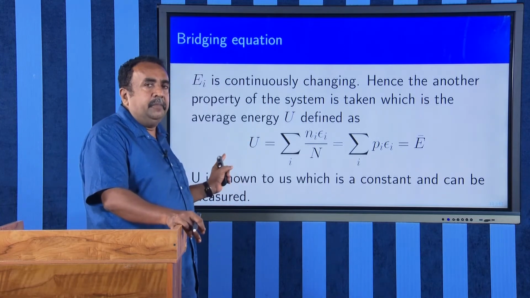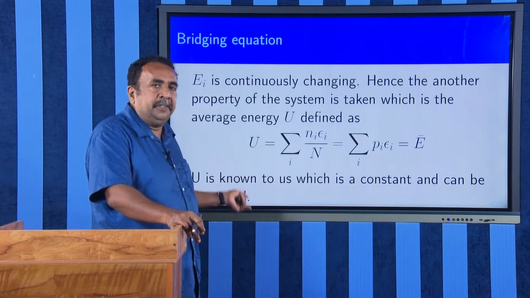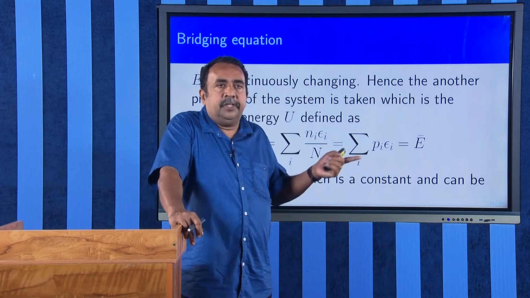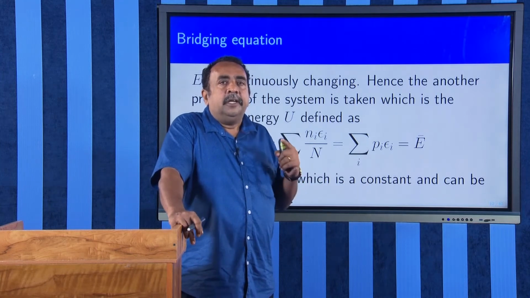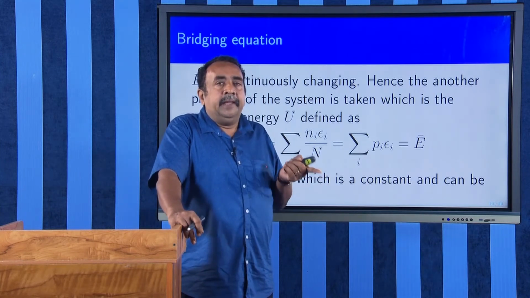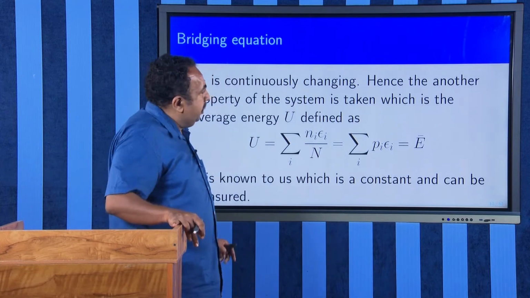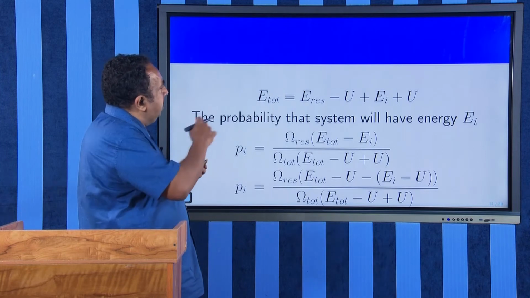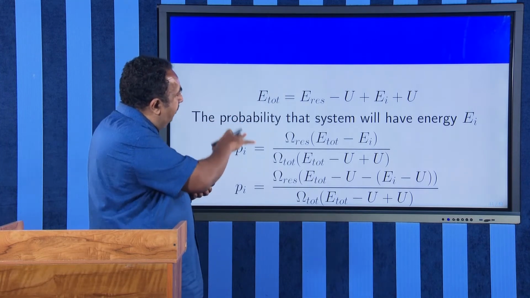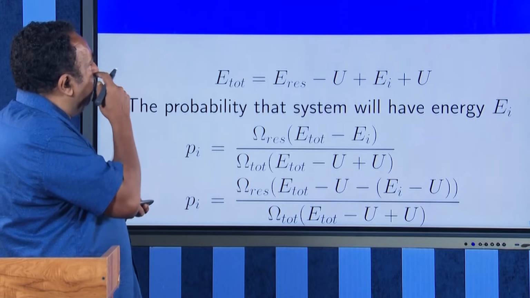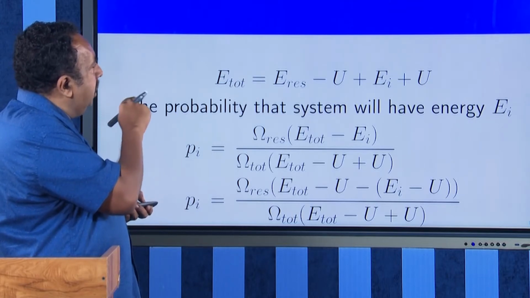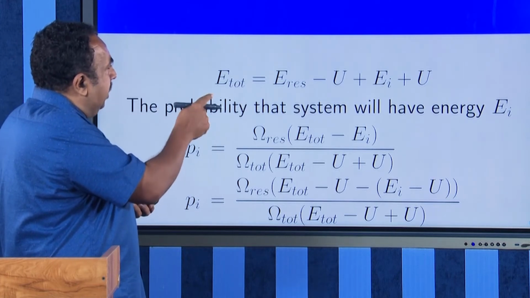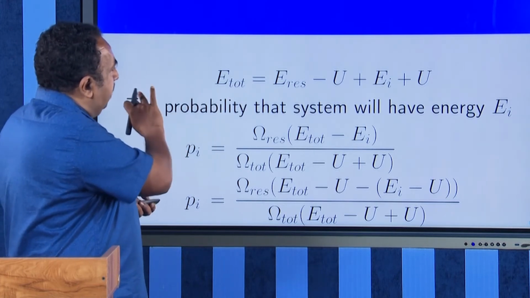I am following the symbols used in Patria. Patria represented the total energy by the letter E and the internal energy by the letter U, so that notation is followed here. I am not interested in deriving all of these things. Therefore, E total I can write as E reservoir plus EI. I can add U and subtract U, which keeps the equation the same.